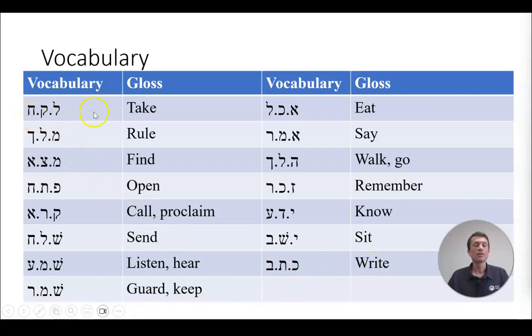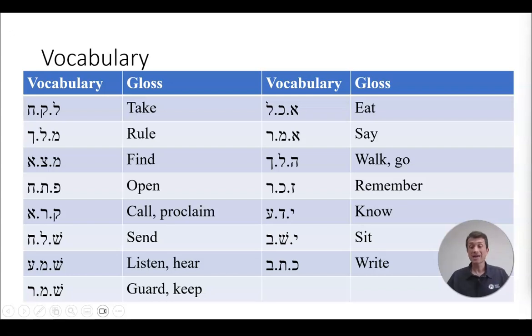Lakach is the verb to take. Malach is the verb to rule. Matzah, to find. Patach is to open. Kara is to call or proclaim. Shalach is to send. Shama is to hear or listen. And shamar is to guard.